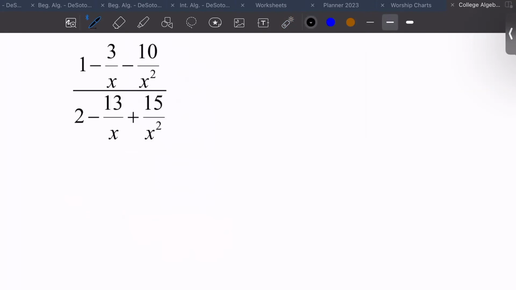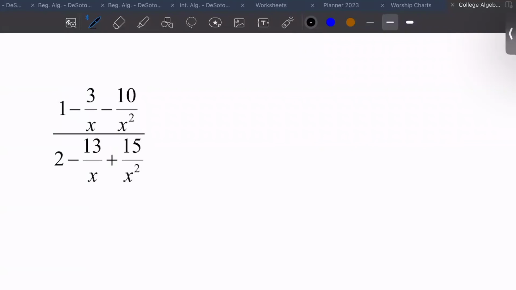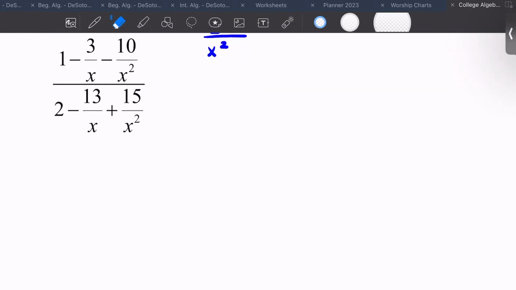We are going to multiply by our least common denominator, okay? So if we can multiply by x squared, let's multiply every single term in our numerator and every single term in our denominator by x squared and see what happens, okay? So I'm going to write this over again, and I'm going to leave me some space.